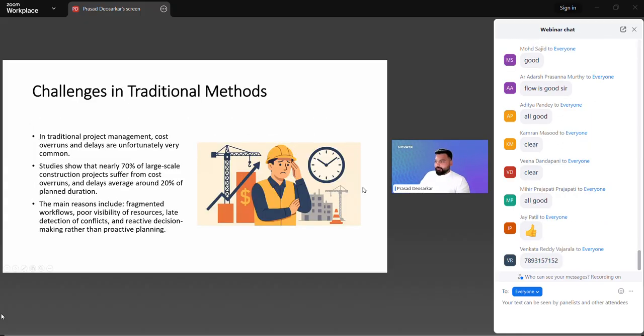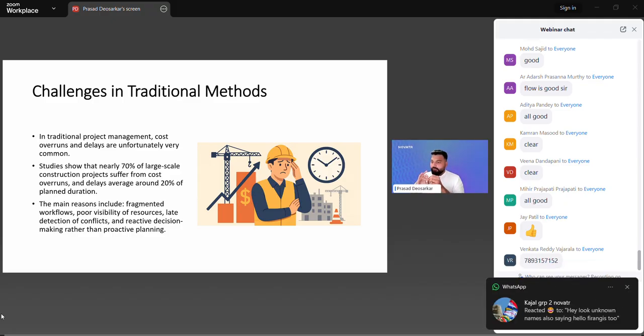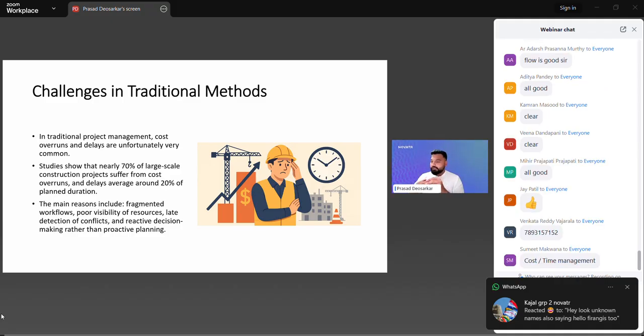Right. So first things first, what are the challenges in traditional construction methods? What are the different challenges? When do we call a project a successful project, or a project you made profits on? It is basically looking at only three different aspects. How did you manage your time? How did you manage your cost? And how did you manage your resources?